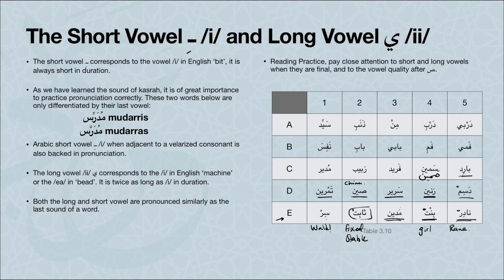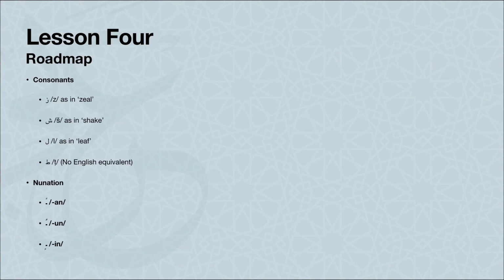So until then, tomorrow, inshallah, we'll continue with lesson number 4. And tomorrow, I'm going to give you a sneak peek. We're going to learn about 4 consonants: the z, which is very simple, the sh, as in shake, the l, as in lamb or leaf, and a new second sound that has no equivalent in English, which is the ta sound. Basically, it's the t but stronger. It's also another velarized consonant that causes the same effect on the fatha as the sad. You can actually feel the same thing.